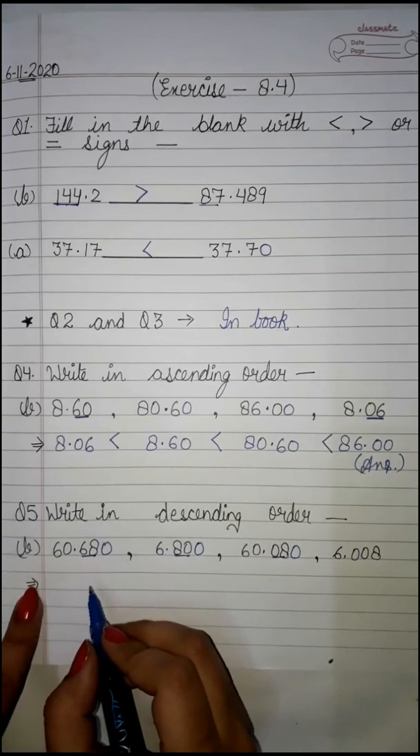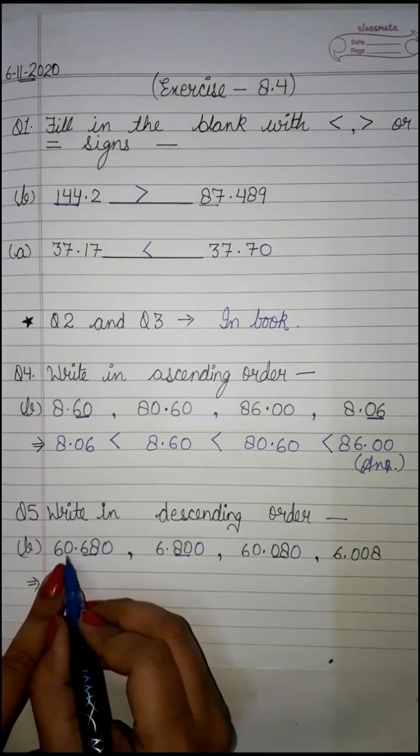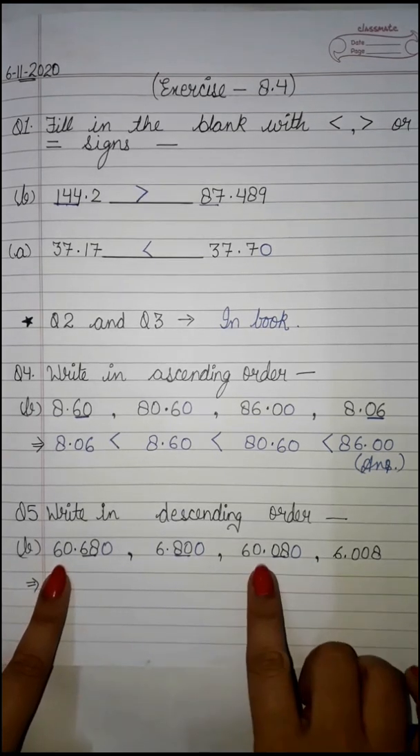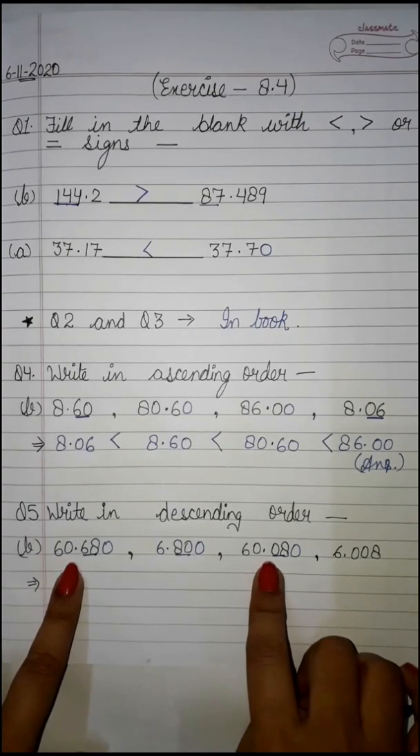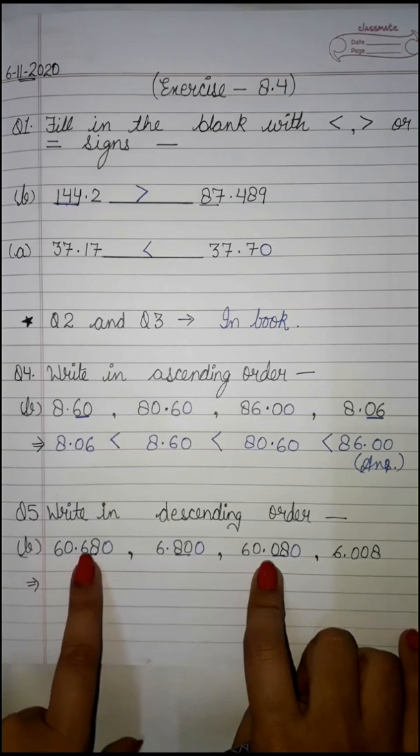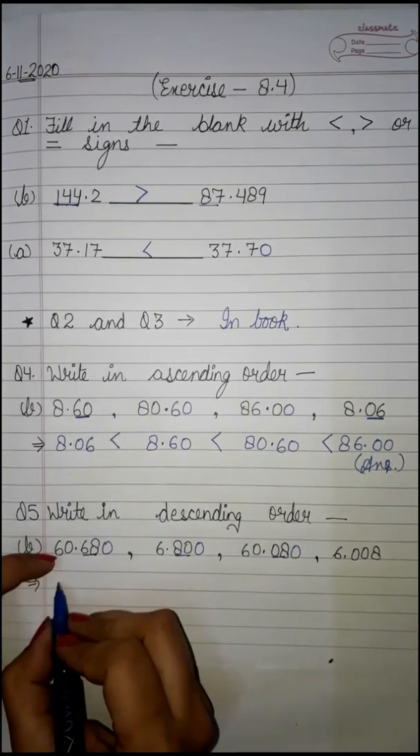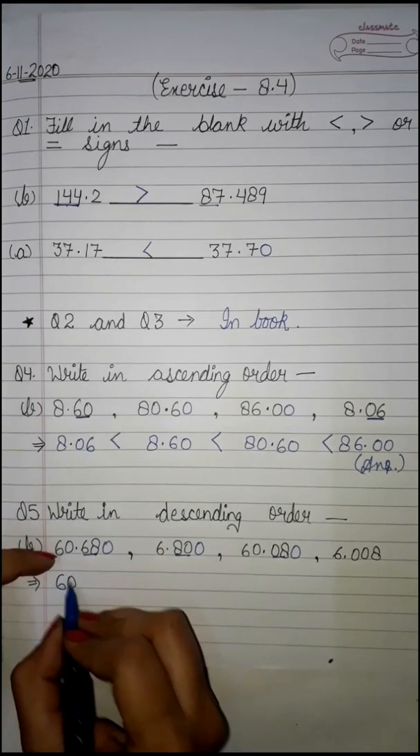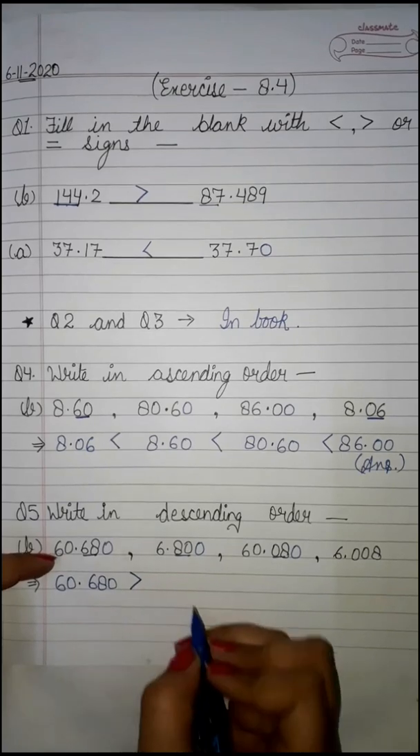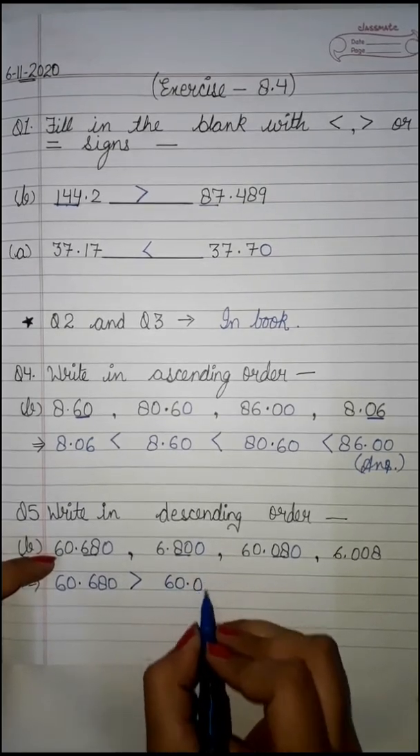Now we have to pick the greatest number. So it will be 60 compared with the whole numbers. This is 6, this is 60. So among these two, which is the biggest one? Now compare with the decimal part. 680 and 080. So the biggest is this one, 60.680. Now this sign will come. Now next will be 60.080.